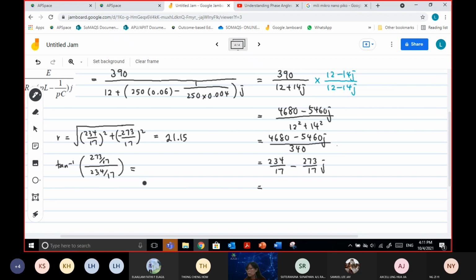Kai Feng? Okay, so Kai Feng put 21.15 angle negative 49.4. When you calculate the basic angle, you get 49.4. But this one is x positive, y negative, so it's in the fourth quadrant. For the fourth quadrant, our theta will be negative 49.4. So that means our answer will be 21.15 angle negative 49.4 in the polar form.